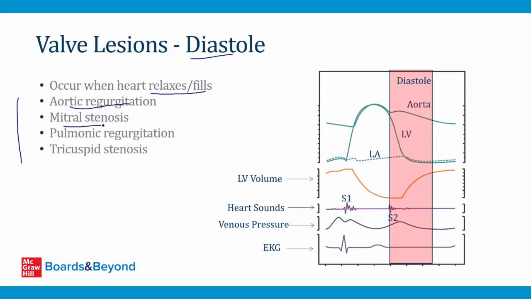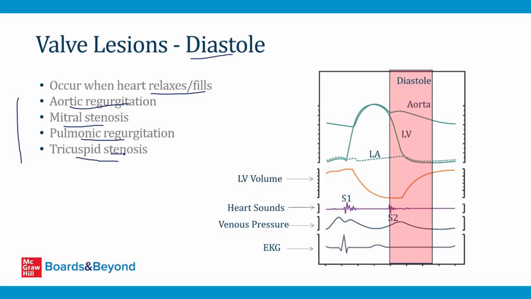In mitral stenosis, during diastole, blood is supposed to flow from the left atrium to the left ventricle across the mitral valve. But in mitral stenosis, there's a problem in diastole because the mitral valve is stiff and thick and it obstructs the flow of blood across the mitral valve into the left ventricle. In pulmonic regurgitation, blood leaks backwards from the pulmonary artery into the right ventricle in diastole. And in tricuspid stenosis, blood can't flow normally from the right atrium to the right ventricle in diastole because the tricuspid valve is stenotic.